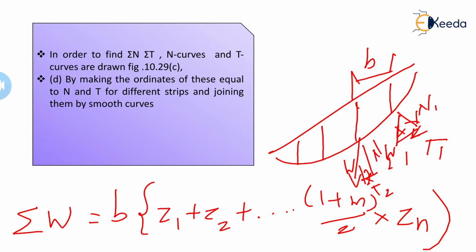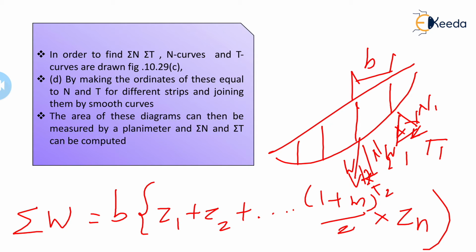After finally finding this out, we can put the value in the previous equation and find out the factor of safety. The main purpose is finding out the factor of safety against sliding. If the factor of safety is within a safe value, then we can say that this slope will be safe against failure.